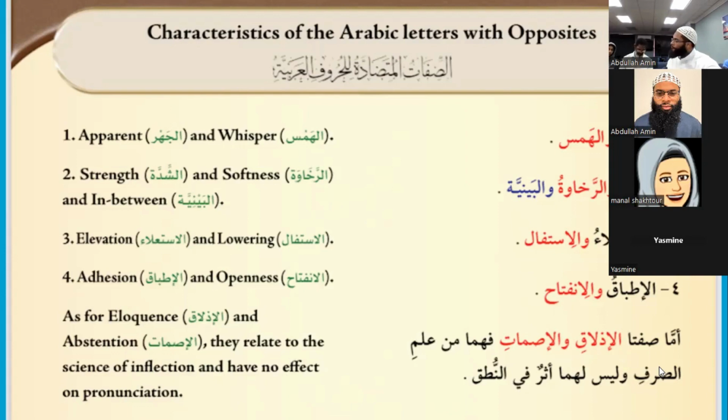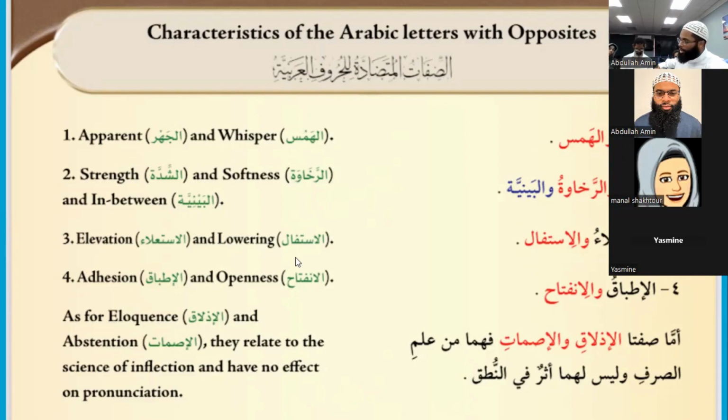So a letter can have more than one characteristic. It can be strong and whispered. We can do more than one thing in one letter. It can't be the opposite, but it can have more than one characteristic. This is a very good question. Every letter has to have at least four of these opposites. So if a letter has hams, it cannot have jahr. And this hams letter, maybe it's soft. If it's soft, it cannot be strength, it cannot be in between.